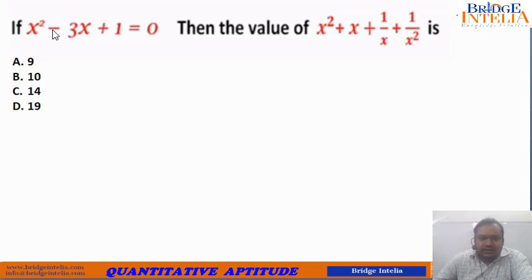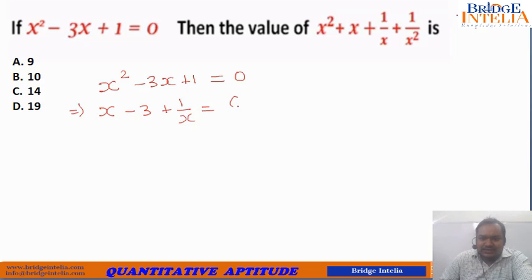Okay, same trick here. x² - 3x + 1 = 0. If you divide both sides of this equation by x, you can say that x - 3 + 1/x = 0. So from here you can say that x + 1/x = 3.